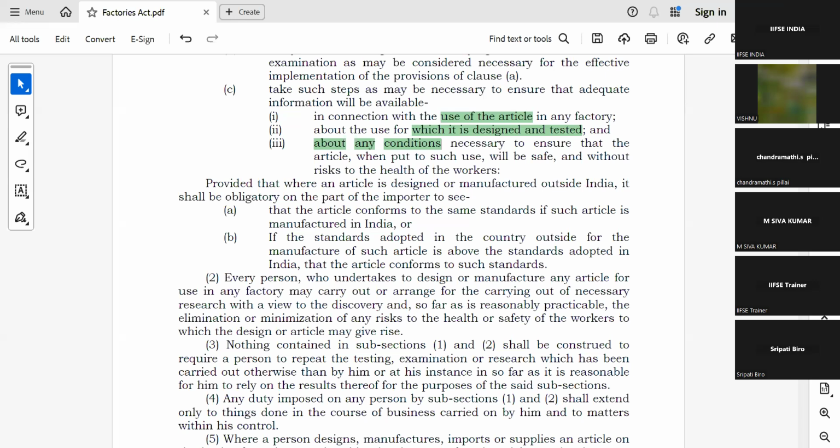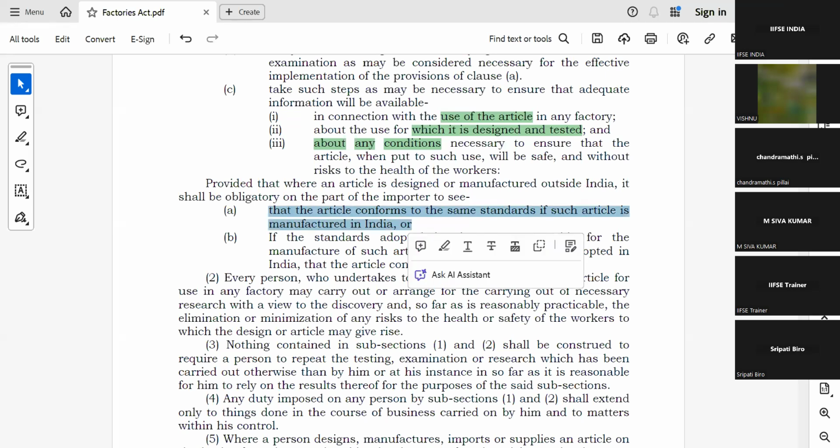and provided that where an article is designed or manufactured outside India, it shall be obligatory on the part of the importer to do so, and also the article conforms to the same standards if such article is manufactured in India. So in India, if you do any manufacturing, there it has to follow the IS standards, Bureau of Indian Standards. You can see the IS code for the instructions or the rules which they follow for the manufacturing of such article.